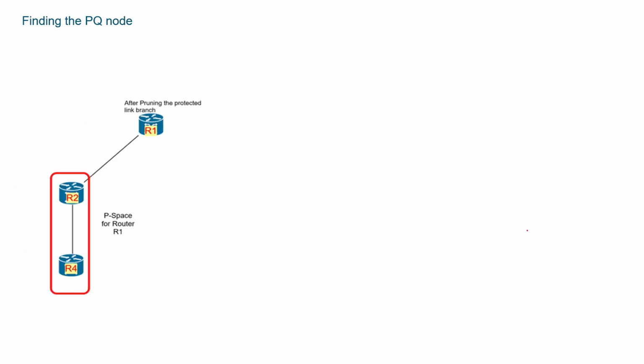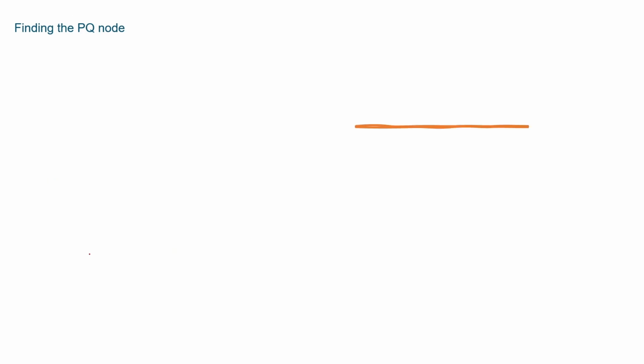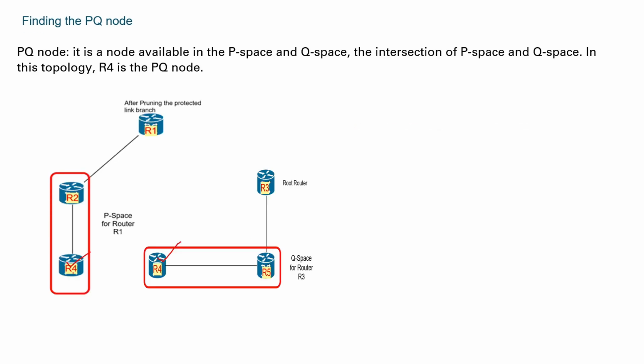To find the PQ node, this is the P space for R1, this is the Q space for R3, and we can see that R4 is common in the P space and Q space. So that node R4 becomes the PQ node.